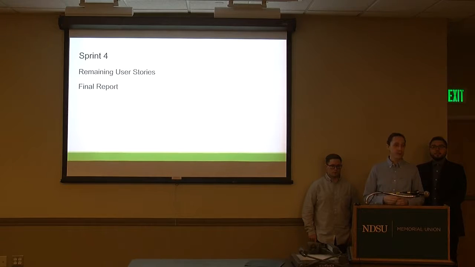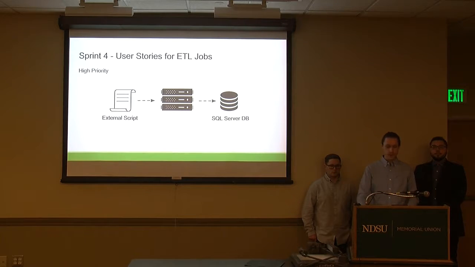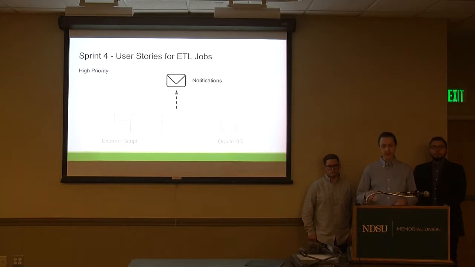In Sprint 4, we focused on the remaining user stories that we had committed ourselves to, as well as completing the final report. Some of the remaining high priority ones dealt with Oracle, so SQL to Oracle or the reverse, Oracle to SQL. We also created an external script that could manipulate data inside the job. And we set up notifications so that if a particular stage in the job wasn't working right, you could be notified by email, or if everything completed fine, you could receive an email for that as well.